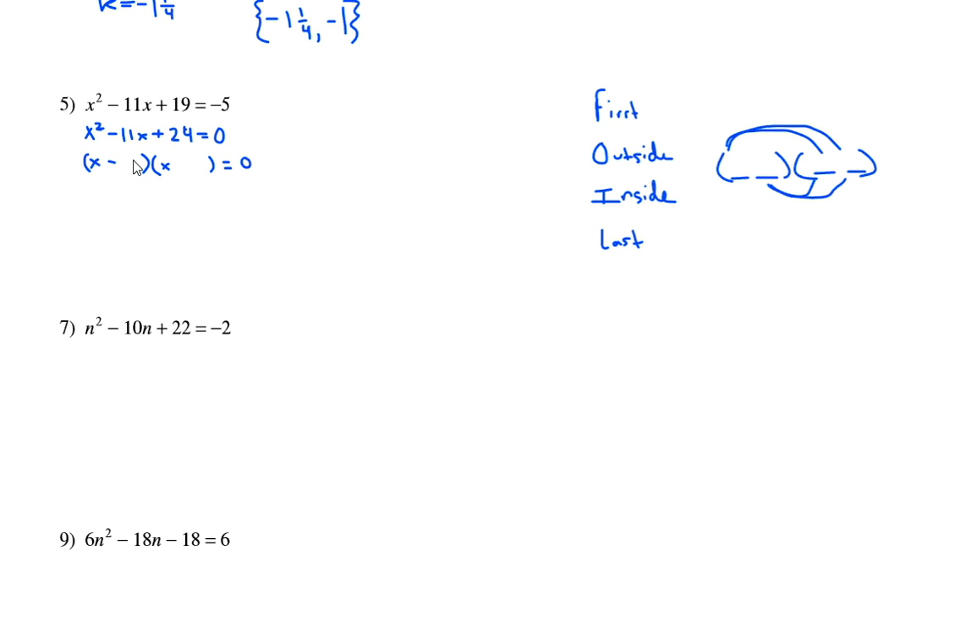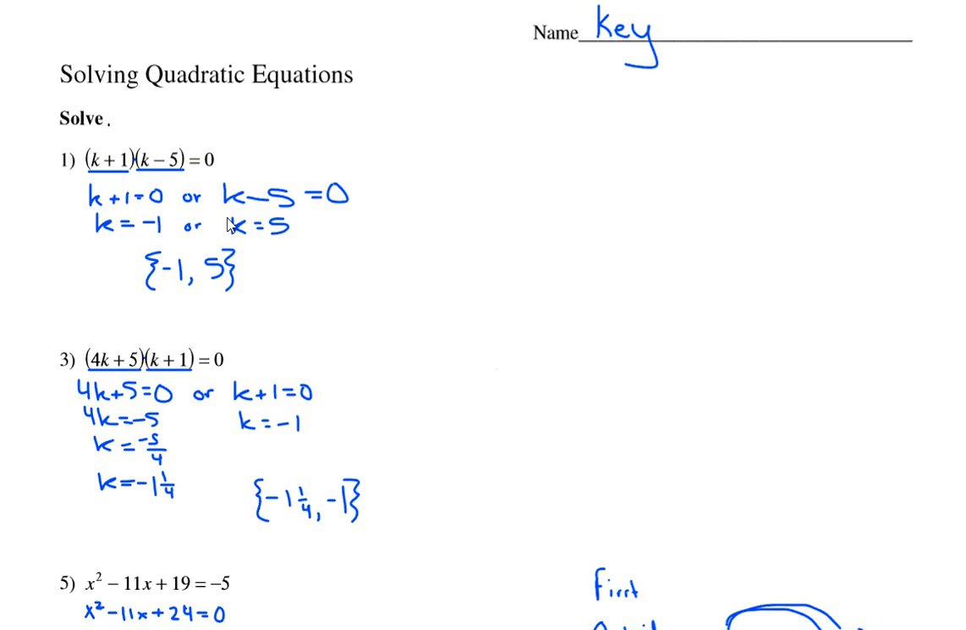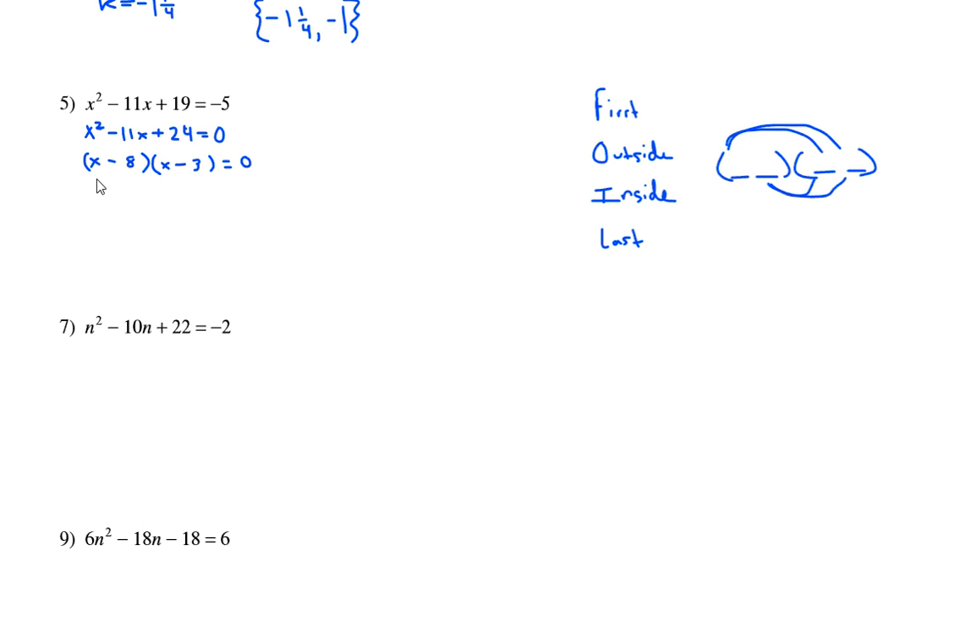So I'm thinking I need a -8 and a -3. Let's double check that. Multiply the first two, you get the x squared. The outside two is -3x, the inside two is -8x. -3x minus 8x is -11x, and -8 times -3 is positive 24, so that is the factored form of that trinomial. Now it looks just like numbers 1 and 3. So now we can apply that zero product property. One of these two factors must equal 0 if their product is 0. So either x minus 8 equals 0, or x minus 3 equals 0.